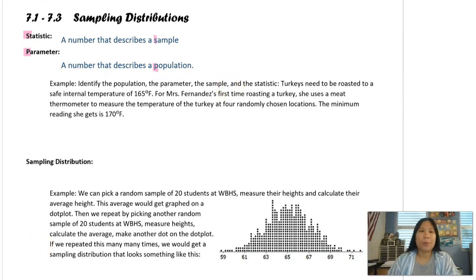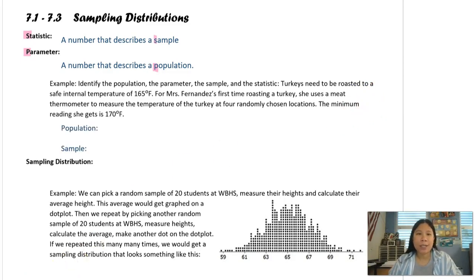So let's do an example. Identify the population, parameter, sample, and statistic in this situation. Turkeys need to be roasted to a safe internal temperature of 165 degrees Fahrenheit. For my first time roasting a turkey, I use a meat thermometer to measure the temperature of the turkey at 4 randomly chosen locations. The minimum reading I get is 170 degrees Fahrenheit.